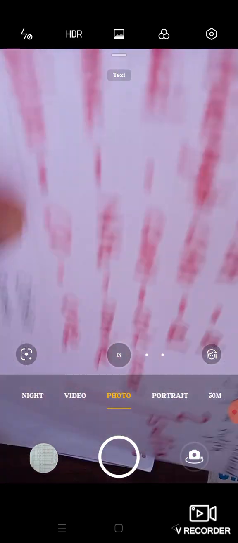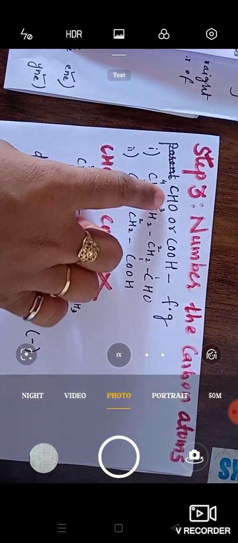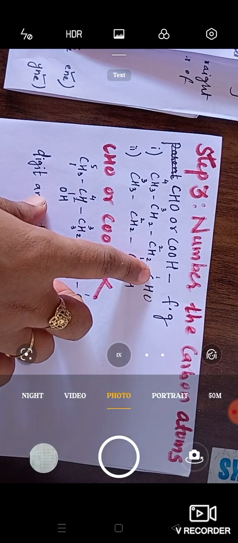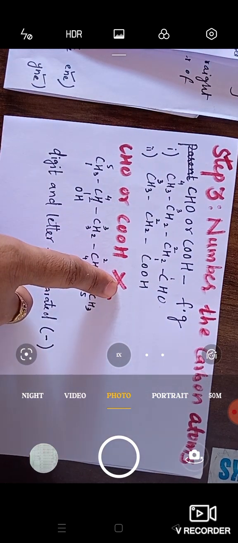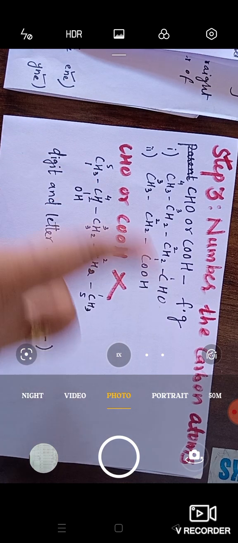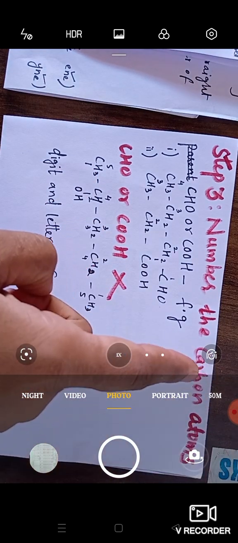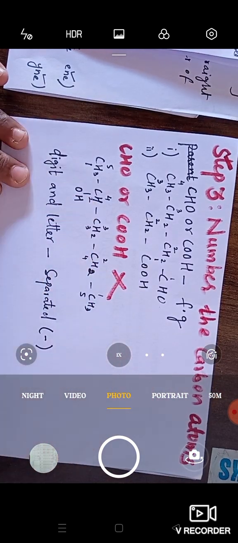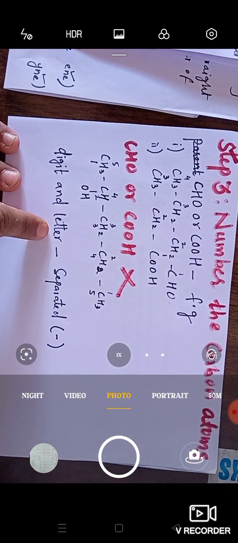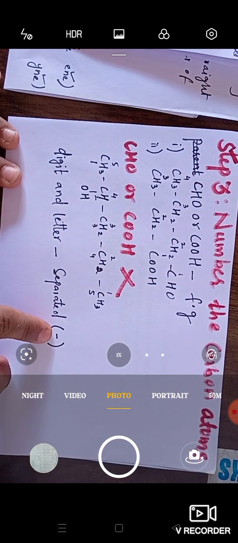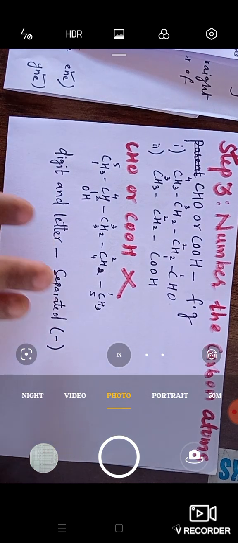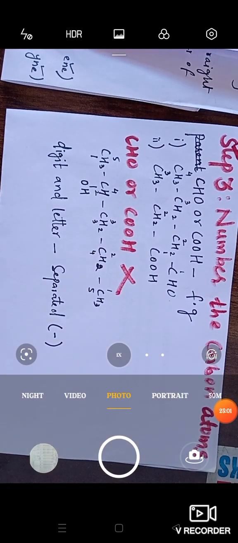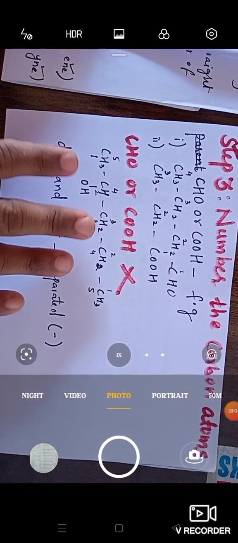before the parent name. And in step 3, we need to number the carbon atoms. If aldehydic or COOH group is present, we need to start numbering from the functional group carbon atom only. If these two functional groups are not present, we can give the number from any direction, but we need to follow that numbering which will give the smaller number to the carbon carrying the functional group. And if there is a digit and a letter, there should be a dash, they should be separated by a small horizontal line. So these three steps we need to remember in the IUPAC nomenclature system.